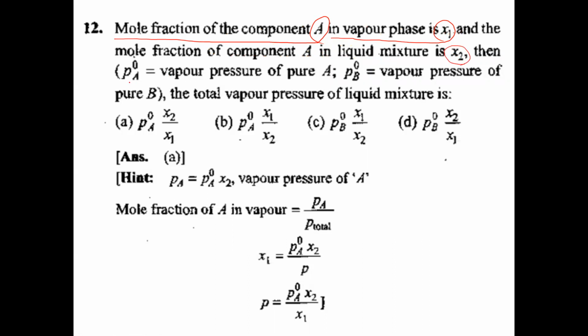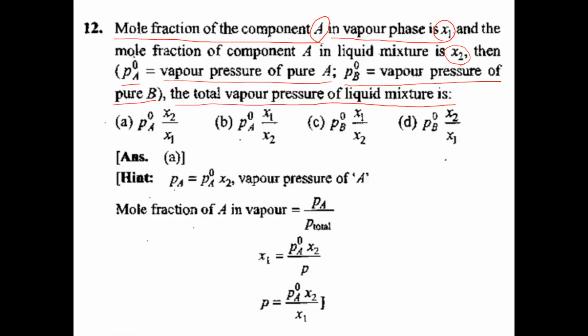Okay, then what is PA naught here? Vapor pressure of pure liquid A. PB naught is the vapor pressure of pure liquid B. The total vapor pressure of the liquid mixture, according to Raoult's law, we have to calculate. Now check the options given here.